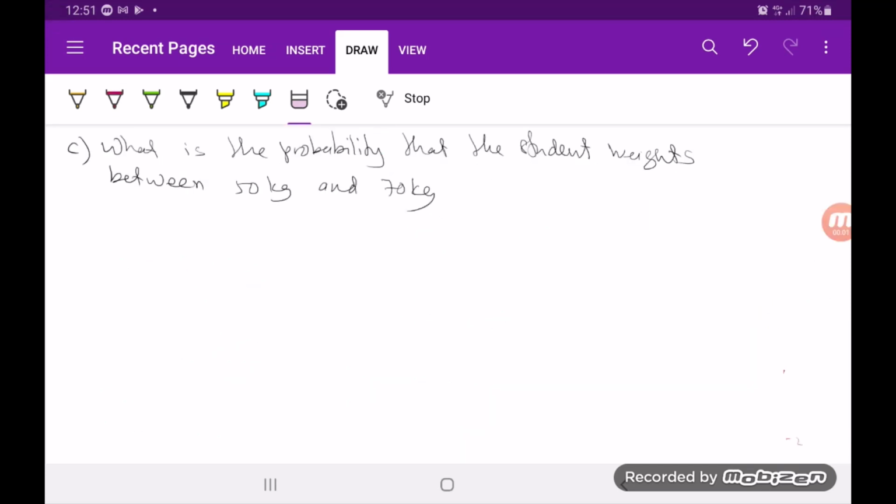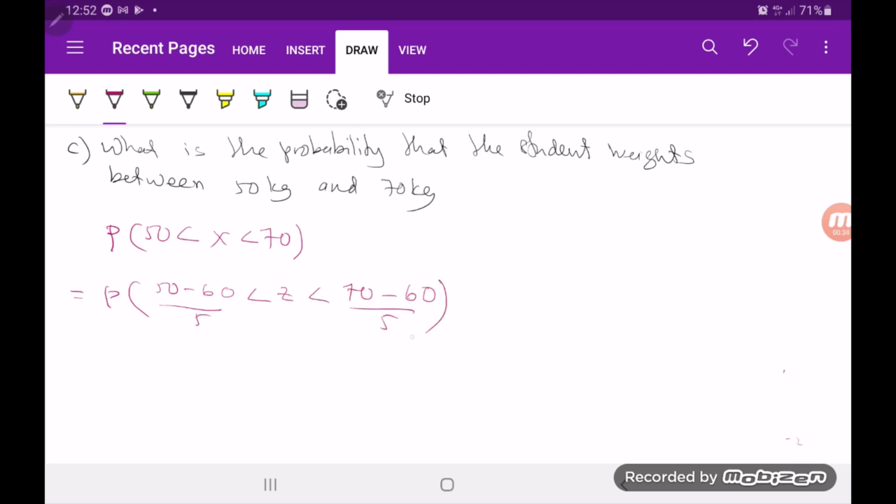Question C. What is the probability that the student weight is between 50 kg and 70 kg? That means you want to find the probability when x is between 50 and 70. Firstly, you must change to the z. 50 minus 60 over 5 less than z less than 70 minus 60 over 5. Okay, after you calculate, you will get z between -2 and 2.